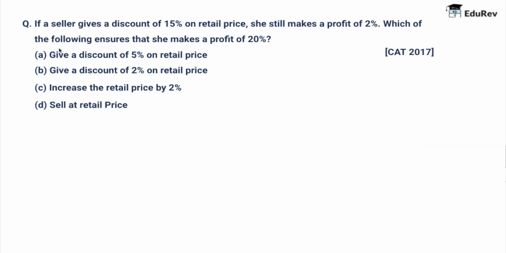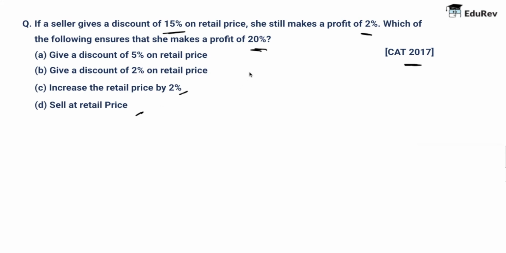Let's solve one more question to understand this in greater depth. Now this is a previous year question of the year 2017, and the question states that if a seller gives a discount of 15% on retail price, she still makes a profit of 2%. Then which of the following shows that she makes a profit of 20%? So we need to find out which of these options are correct. That is, whether a discount of 5% on retail price is there, give a discount of 2% on a retail price, then increase the retail price by 2%, or sell at the retail price.